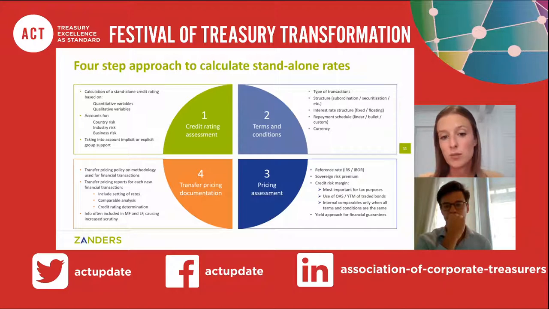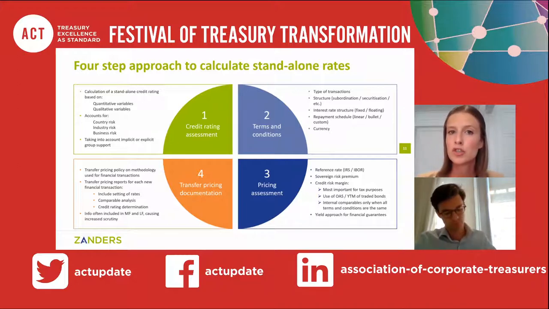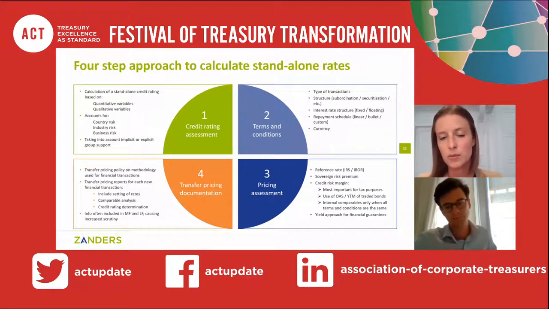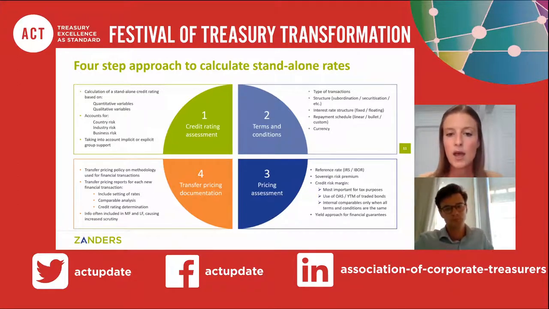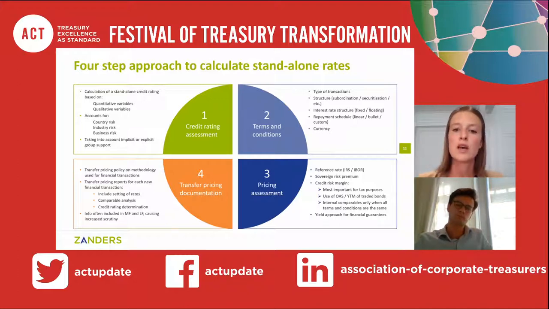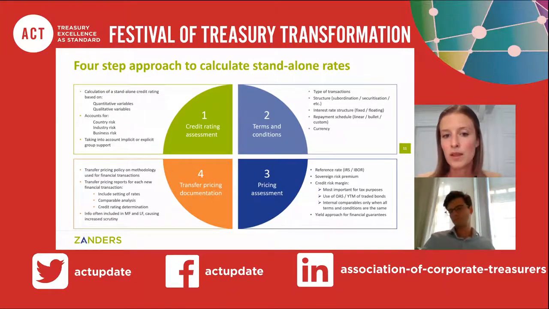And here, what you see mostly in the market is that the OASs or yield to maturities of traded bonds are being used, just because loan data itself is not very widely available and there's too little comparables to use. And then, as also stated already before, internal comparables should only be used when really all terms and conditions are the same, and also when, of course, the internal comparable is entered into around the same time as your internal loan. It's, for instance, a bit more difficult to defend using a loan that you entered into externally a half year ago and then using that to set your prices right this moment, especially considering the current circumstances, as really the credit risk margins have shifted quite a bit.